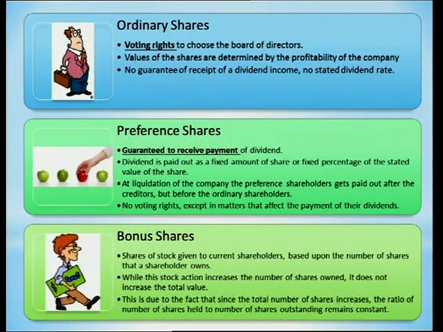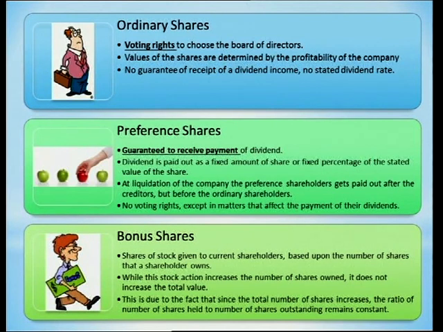Shares are divided into three categories: ordinary shares, preference shares, and then bonus shares. Your ordinary shares, your first category of shares, give you voting rights to choose the board of directors. The value of the shares is determined by the profitability of the company. There is no guarantee of receipt of a dividend income, or there is no stated dividend rate. So with your ordinary shares, I repeat, you have voting rights, number one. But number two, there is no guarantee of a dividend.